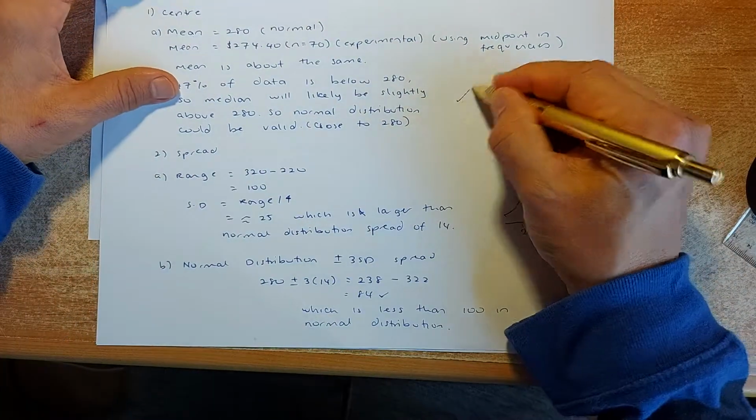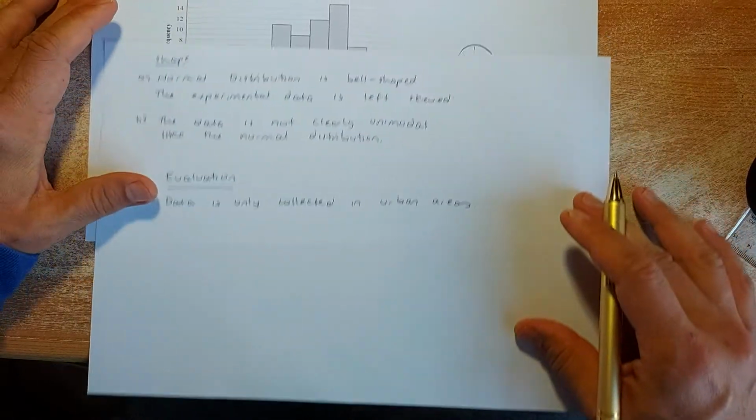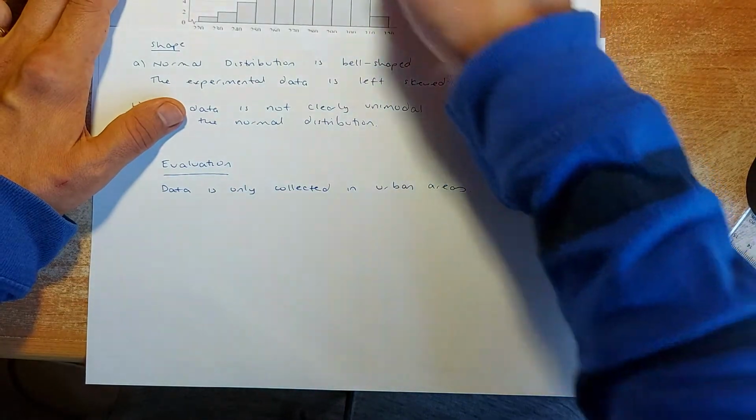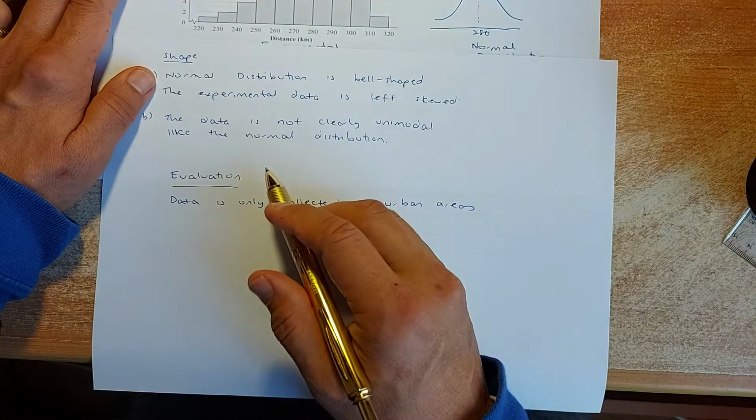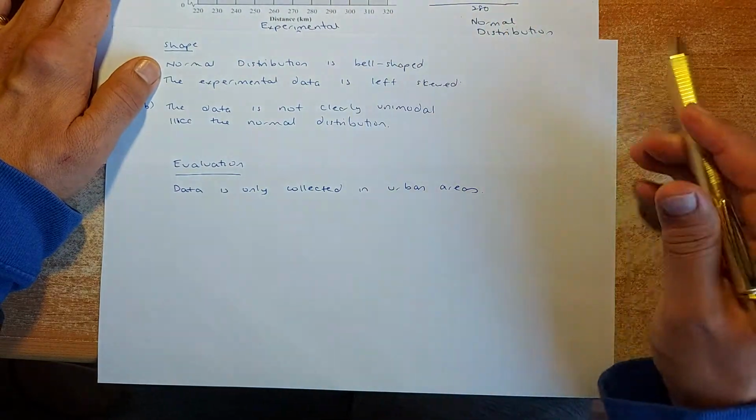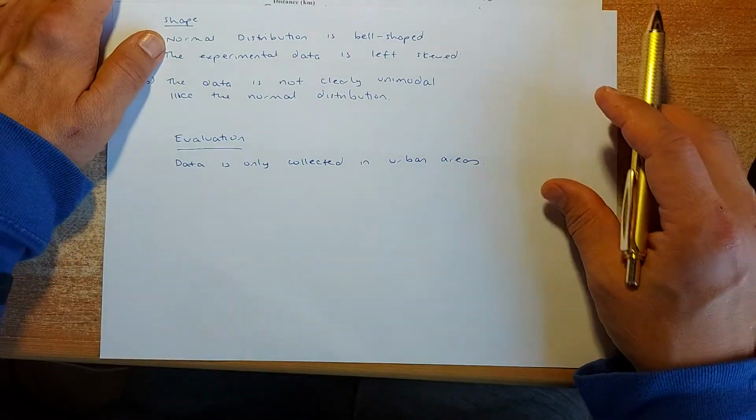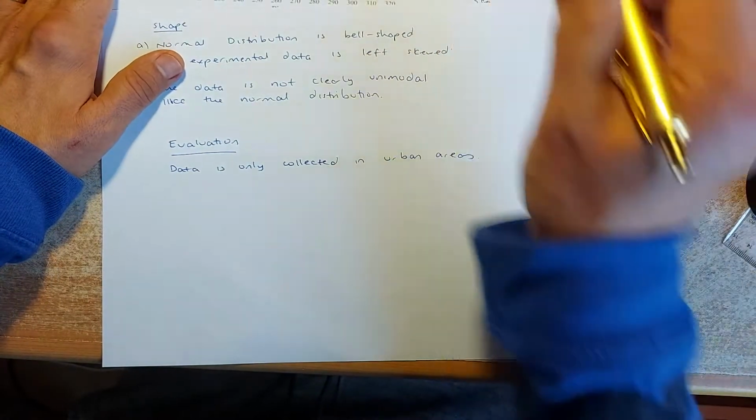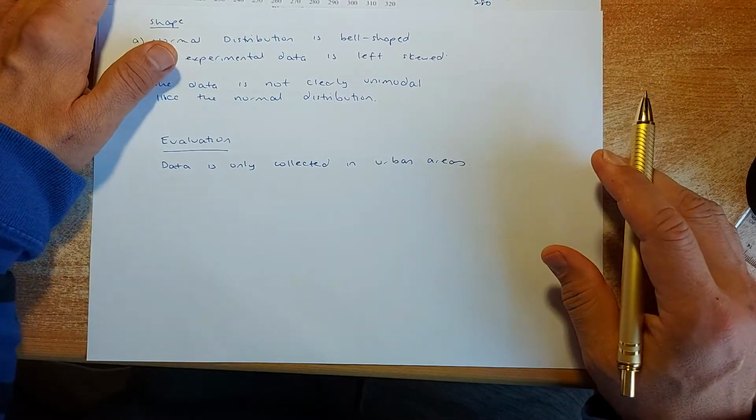Okay, so that's point 1, point 2, and the last point, the normal distribution is normally bell-shaped. This is more skewed to the left. If you look at the graph, it's more skewed to the left, and the data is not totally unimodal compared to the normal distribution. And the last point I'm going to say is that data is collected in a city, so it may not apply more to the rural road.